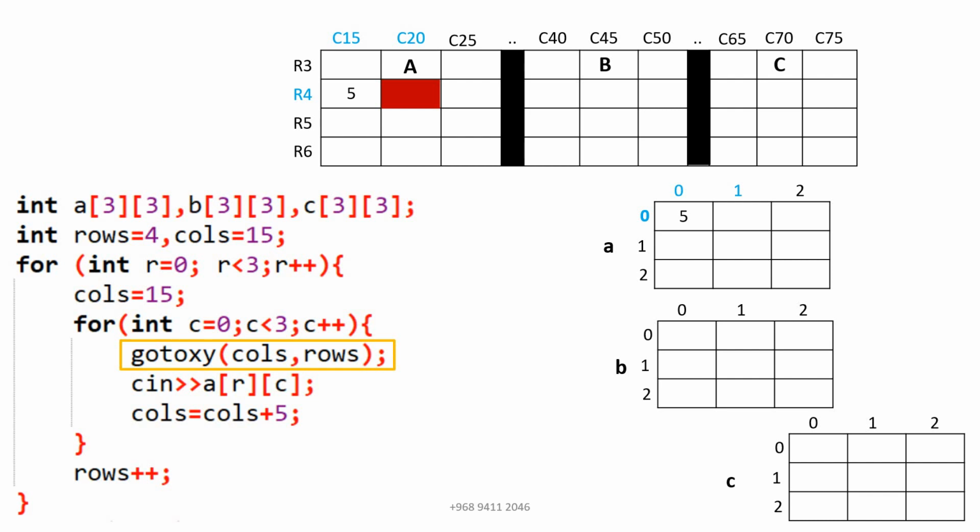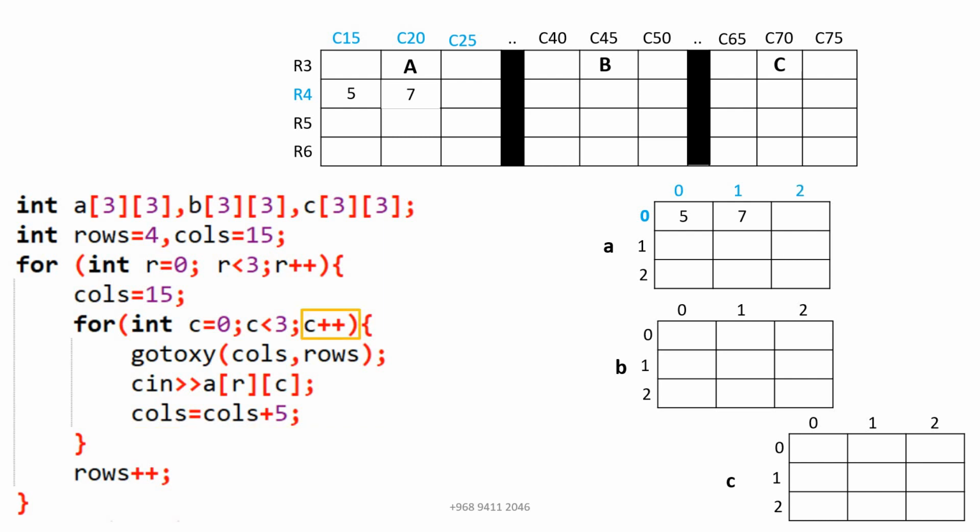Next, gotoxy columns and rows. Next, it will store a value at column 20 and row number 4, and it will be stored in this array, the array name is A, R comma C. It means 0, 0 and 1. The first index represents the row and the second index represents the column. And then it will increase by 5 in the column position, that is used to control the cursor position on the screen.